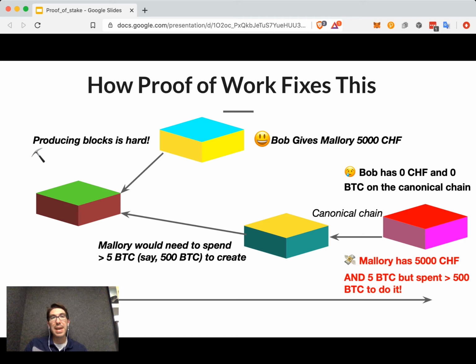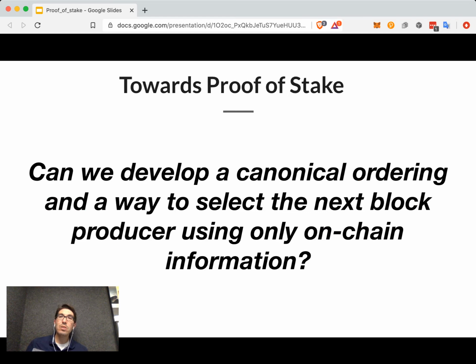We did have a way, by making block production difficult and by making following the non-canonical chain difficult, to prevent double spends. But as we already know, proof of work has a lot of negative externalities. I've already mentioned that when we are working with Bitcoin, for instance, a huge amount of electricity, more than the amount of electricity used in Switzerland, is used.